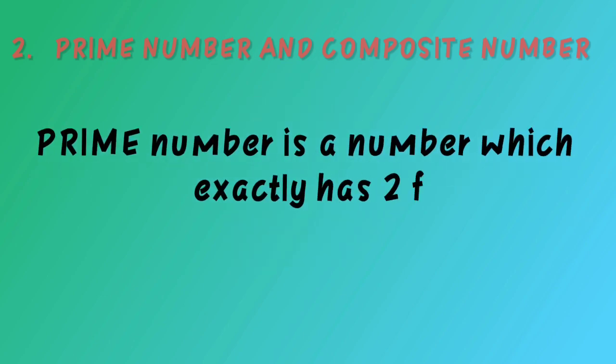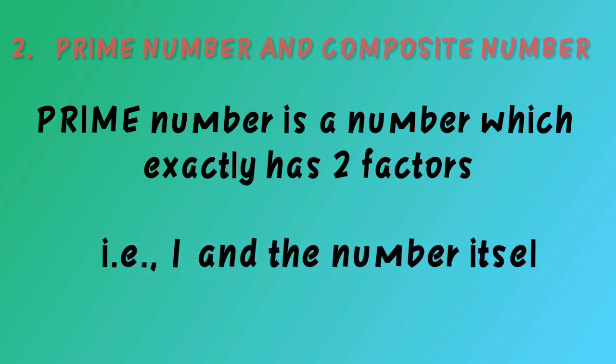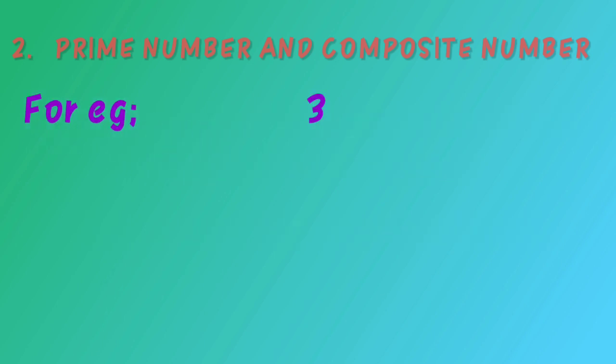Prime number is a number which has exactly two factors, that is 1 and the number itself. That means प्राइम नंबर वो नंबर है जो कोई और नंबर से डिवाइड नहीं हो सकता, सिर्फ 1 से और खुद से ही डिवाइड हो सकता है. Let's take an example. If I write 3, 3 can be divided by only two numbers, that is 1 and 3 itself. Is there any other number which can divide 3?